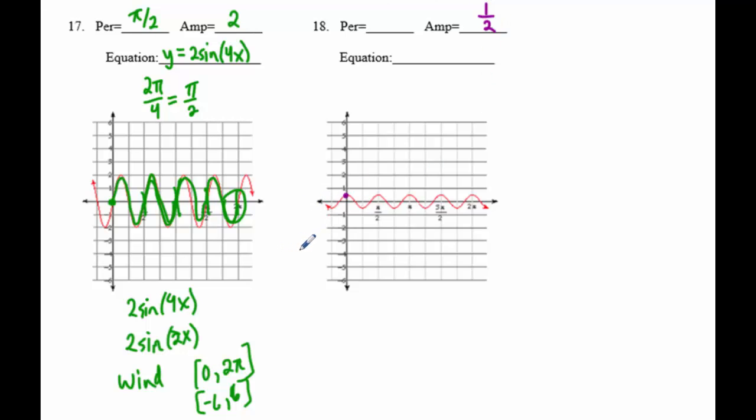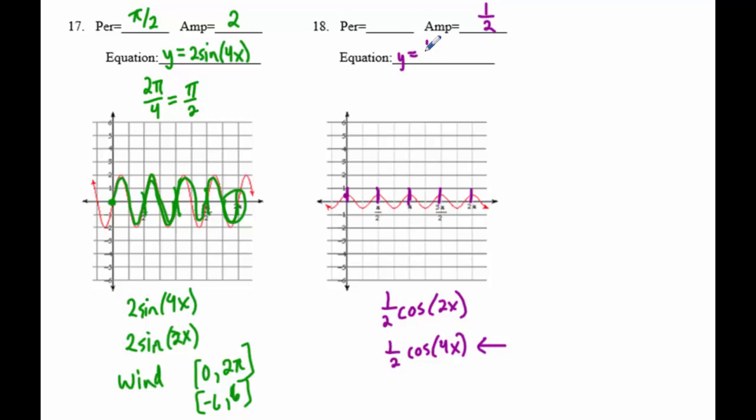My choices for cosine are really similar to what they were for sine: 1/2 cosine 2x or 1/2 cosine 4x. So I either need to graph this on my calculator and compare them to decide, or we can actually do the same thing we just did. Here is a cosine curve, here's another, here's another, here's another. So there are 4 of them, which means it's 1/2 cosine 4x.